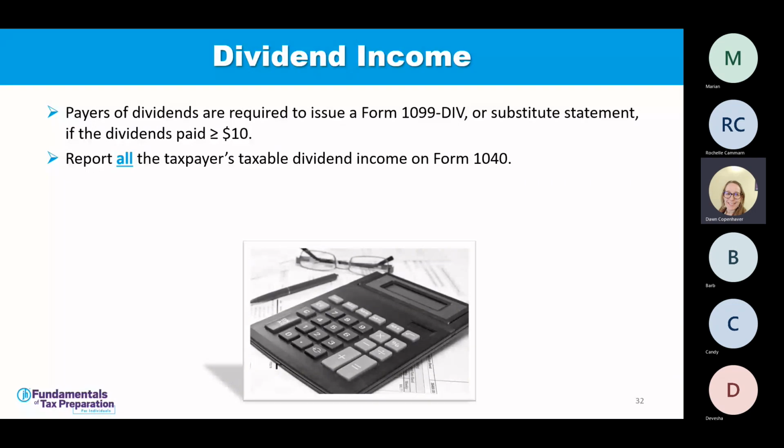Okay, dividend income. Again, the payers are required to issue a 1099 DIV or substitute statement if the dividends paid are greater than or equal to $10, but you do have to report all dividends on Form 1040. So you will see broker statements come through that have dividend income for less than $1. 49 cents and lower rounds to zero for tax purposes. So if you see one that's for 51 cents, they now have $1 of dividend income. And again, our program will do that for you. You type it in exactly as it appears on the document, and it will transfer it to the right spots at the right amounts.